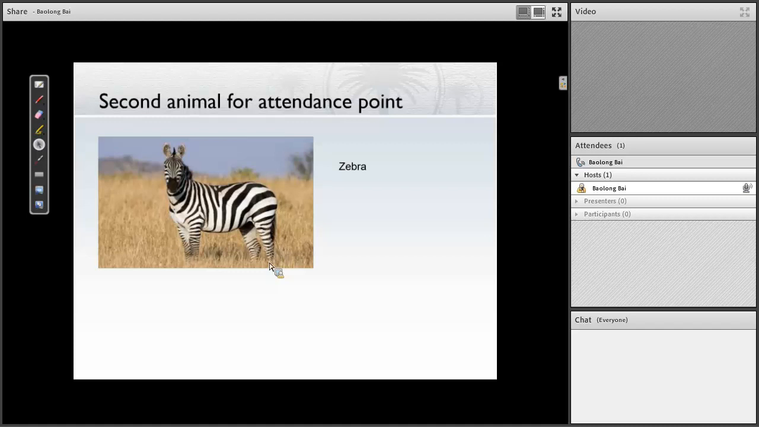Right, so here goes our second animal for the attendance points, and here we have a zebra.